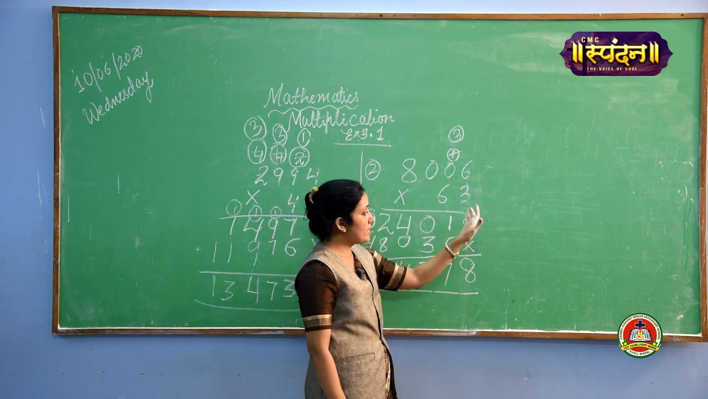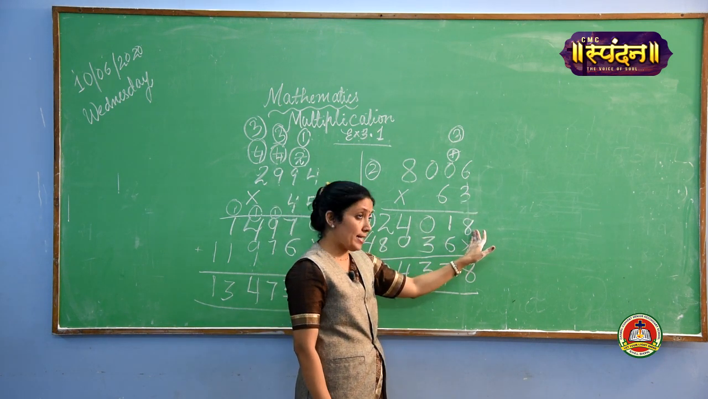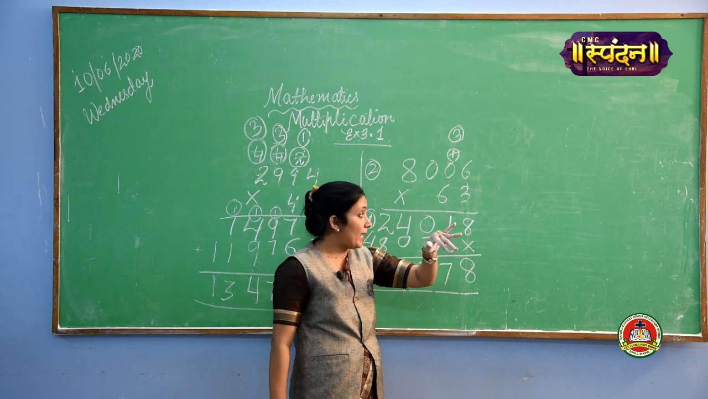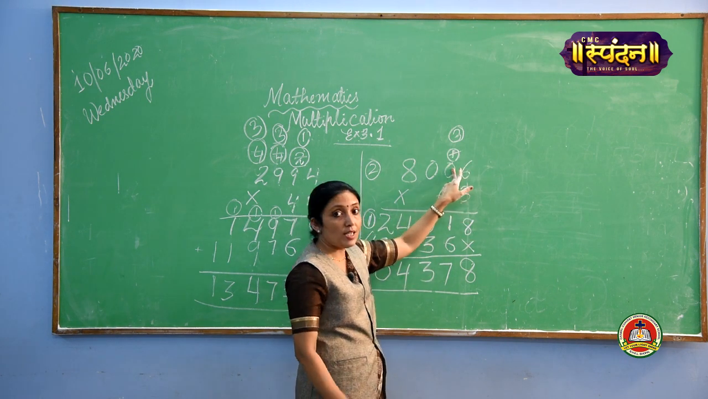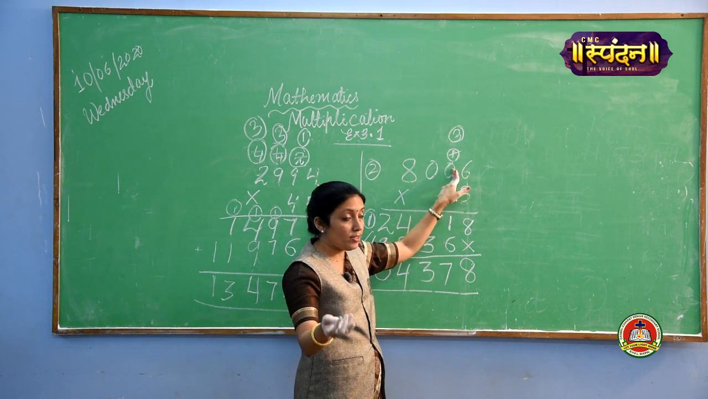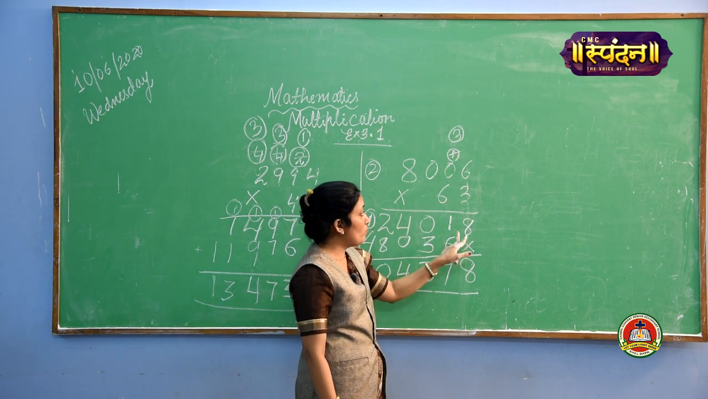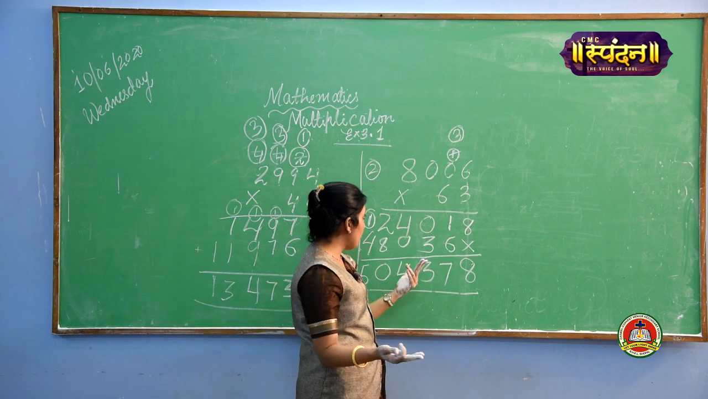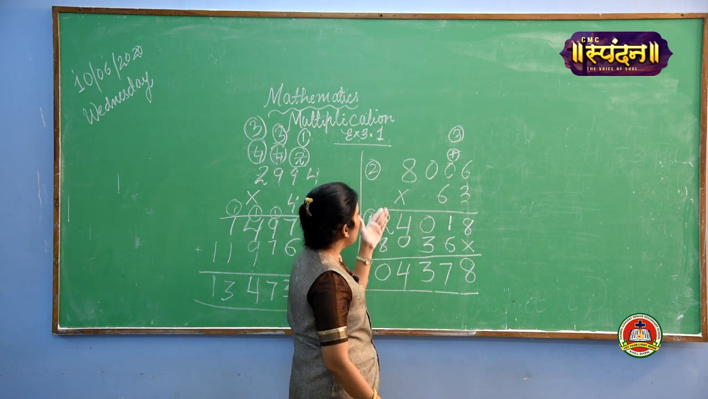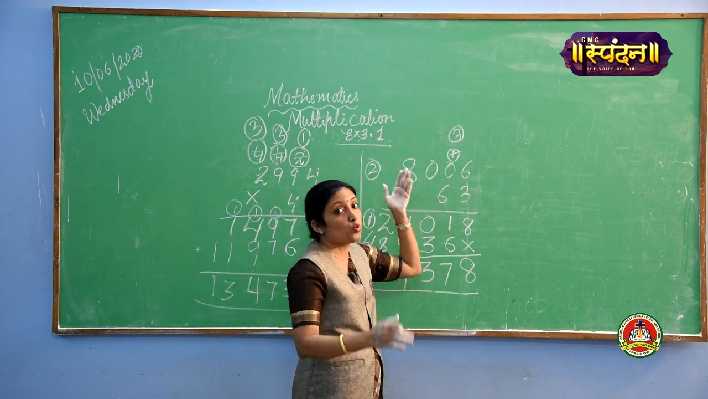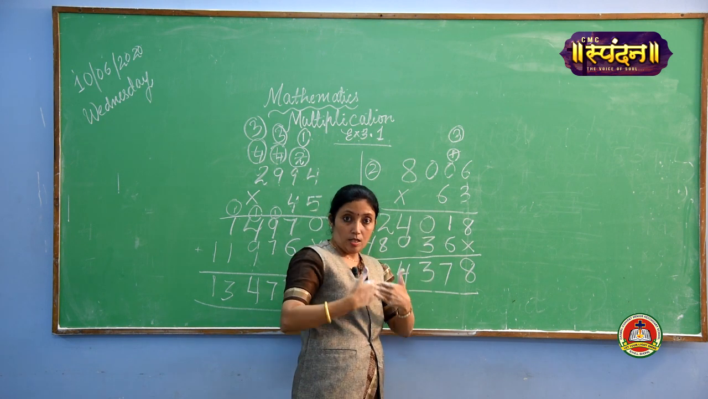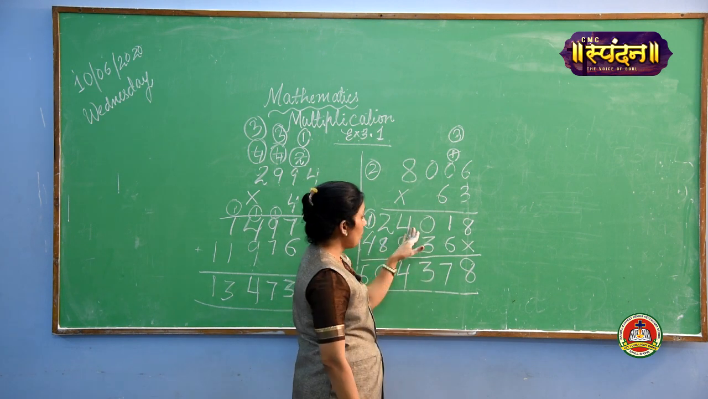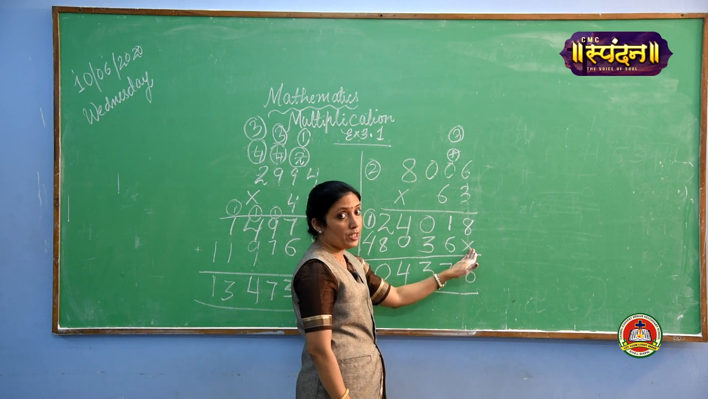Yes, 3 6s are 18. What have we put? 1 as your carryover. Then 3 zeros are 0, as we have learned in the property. So this one will come here. Again a 0. 3 8s are 24, or 8 3s are 24. Now there are no other digits, so we are writing the full number there, 24. Now why am I putting a cross?